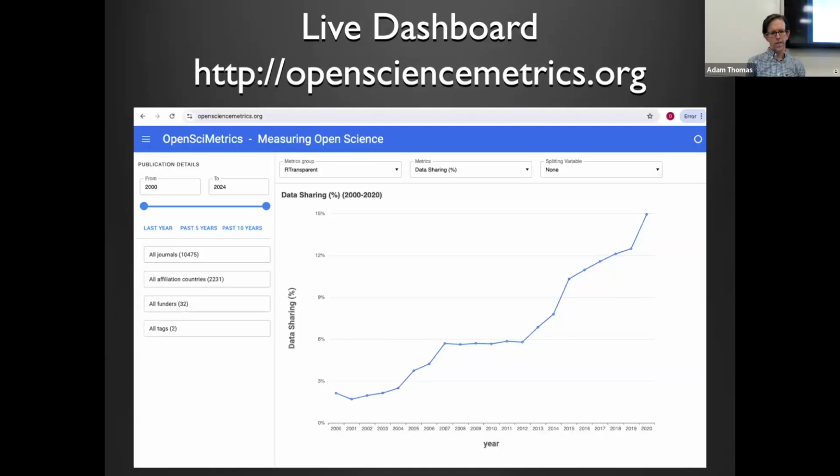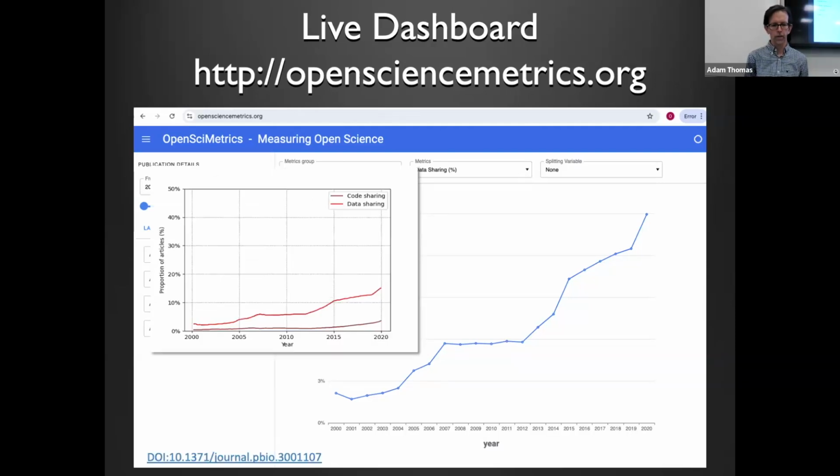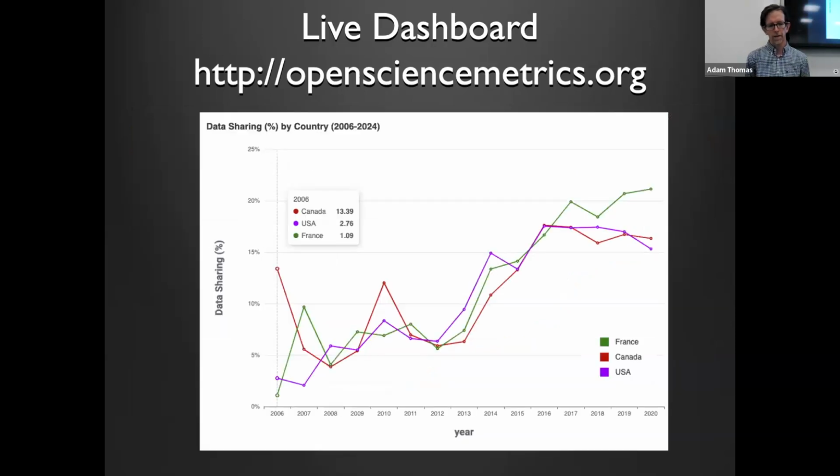And then for the third, the dashboard, if you go to opensciencemetrics.org, you will find this dashboard. It is a little slow because it's dealing with 2.7 million metrics. And it's a little fragile, but it does exist. So the line that you're seeing right there is the exact same line that was in the previous figure that I've been showing, which just shows data sharing across the entirety of PubMed Central. But we have been focused on breaking it down by various kinds of classifications. So again, that's the same line side by side.